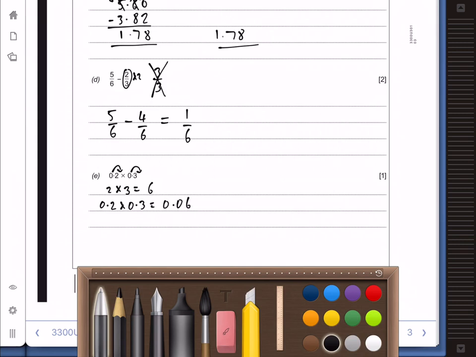Or a slightly alternative way of working this out is to write them as fractions. So 0.2 is 2 over 10. 0.3 is 3 over 10. When you multiply fractions, you get 6 over 100, which is the same as 0.06.